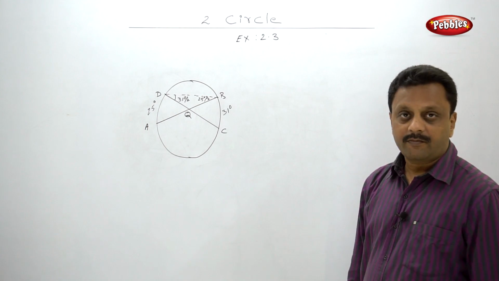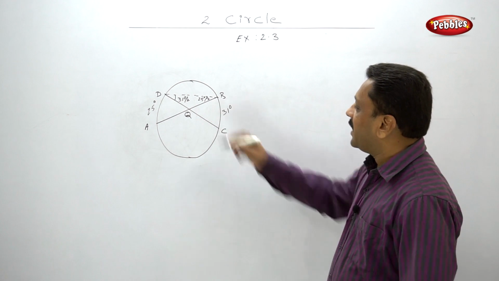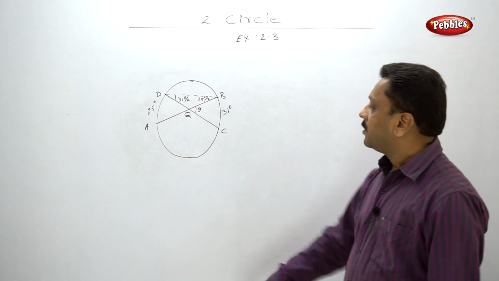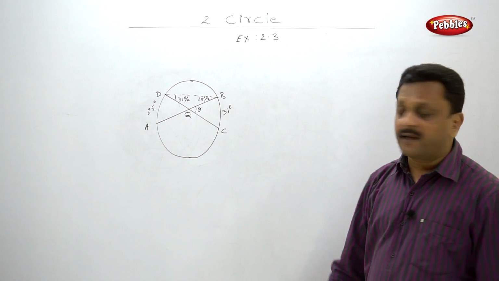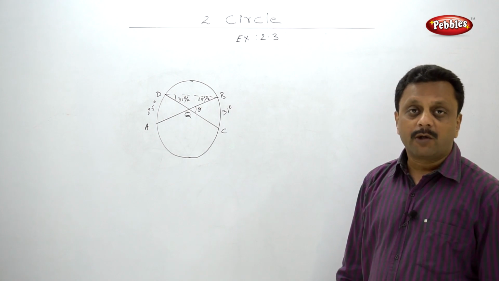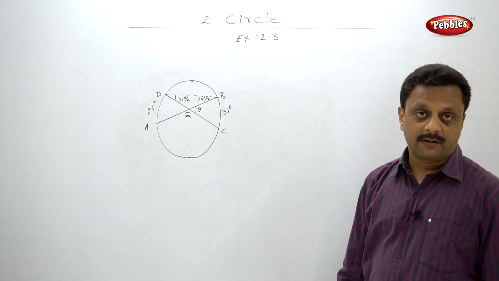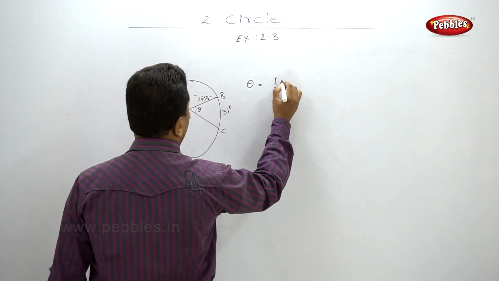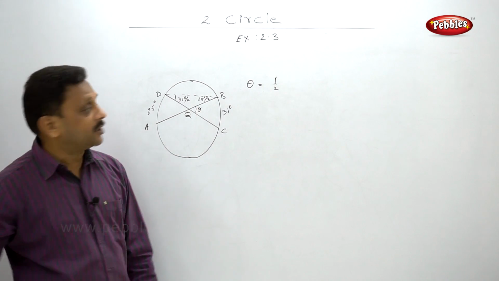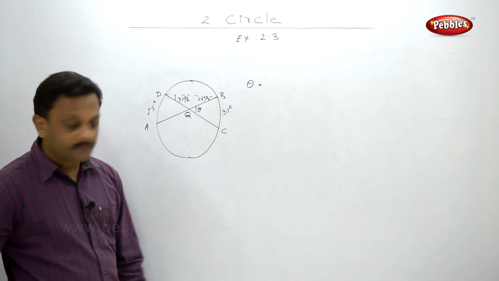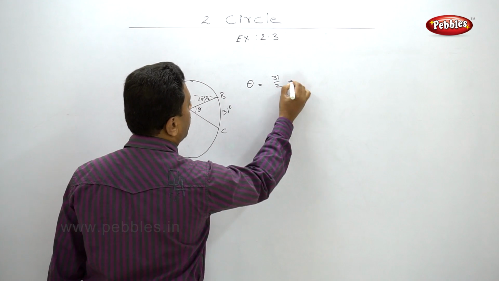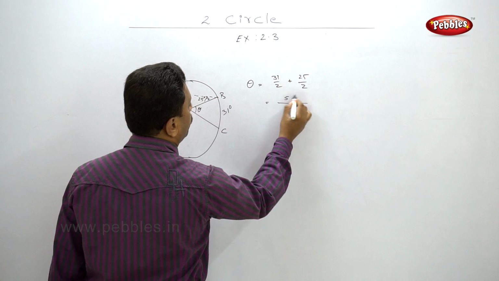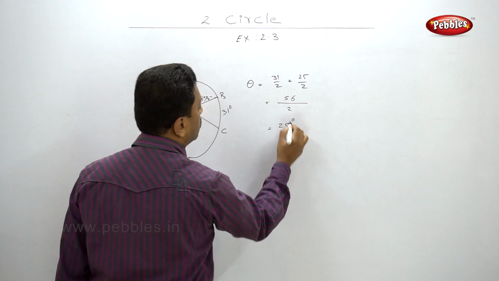Correct? Now this angle is the exterior angle. This angle theta, suppose I say, that is BQC, is the exterior angle of this triangle, which is equal to the addition of remote interior angles. So angle theta will be equal to half, or I can say 31 by 2 plus 25 by 2. That is equal to 56 by 2, that is 28 degrees.